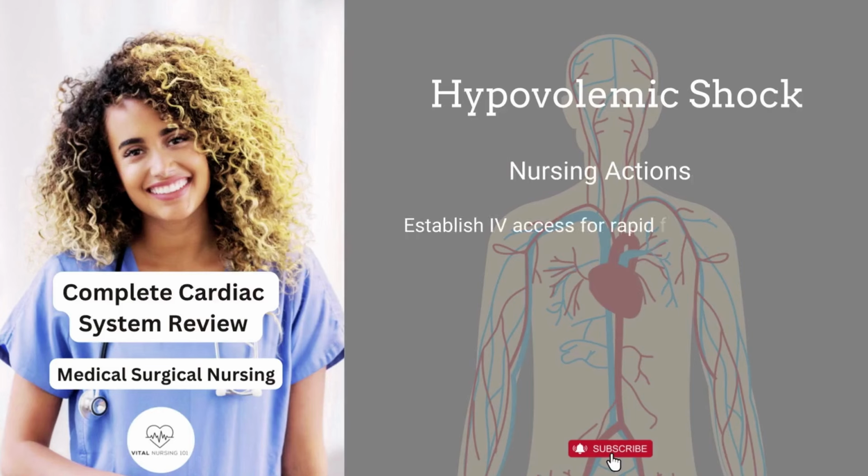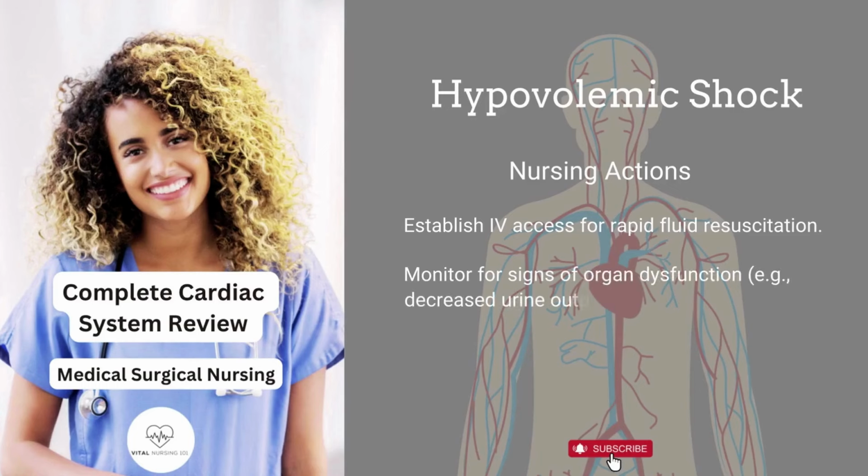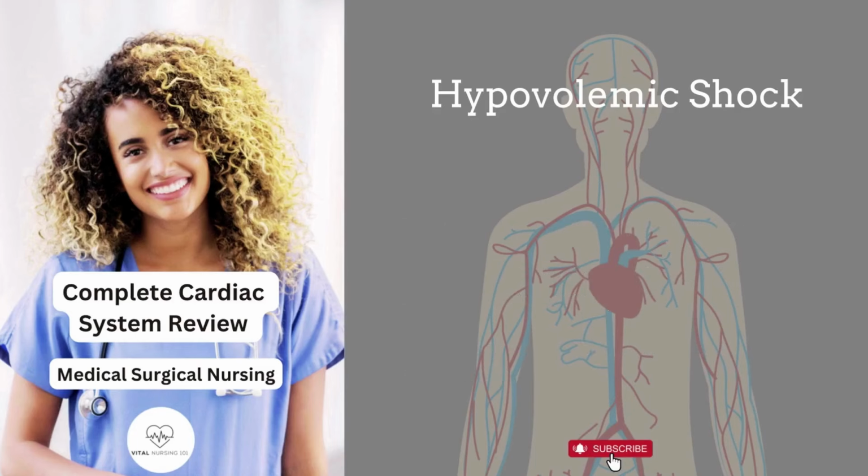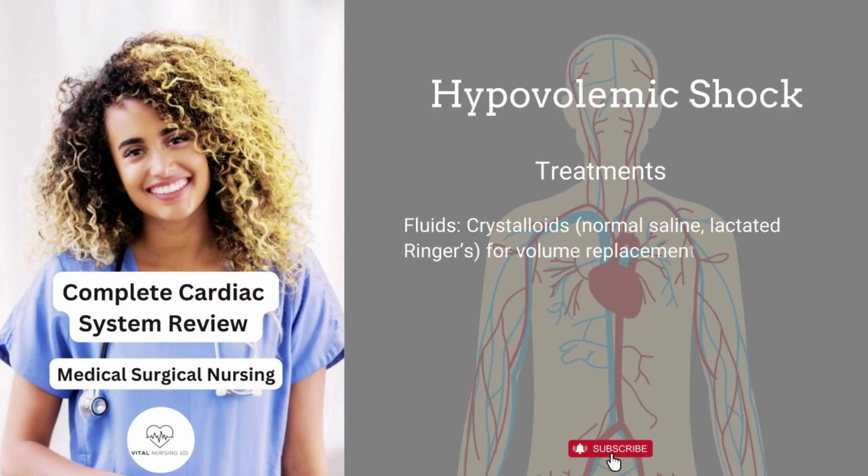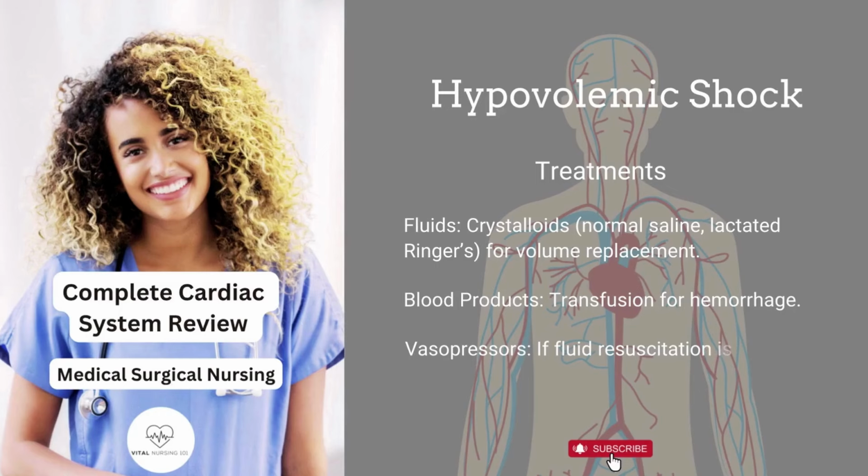Nursing actions are the following: establish IV access for rapid fluid resuscitation. Monitor for signs of organ dysfunction like decreased urine output. Administer oxygen to improve tissue oxygenation. Treatments are the following: fluids, crystalloids such as normal saline or lactated Ringer's for volume replacement; blood products, transfusion for hemorrhage; vasopressors, if fluid resuscitation is insufficient.